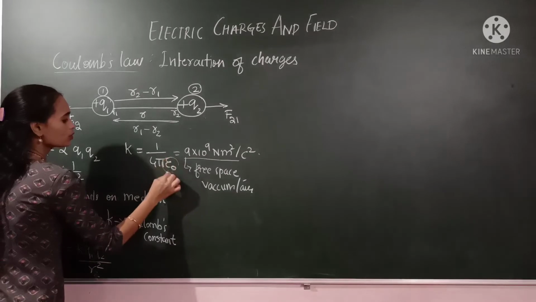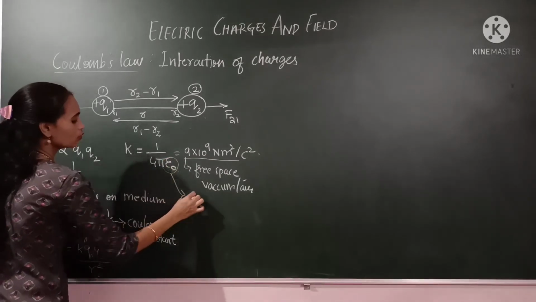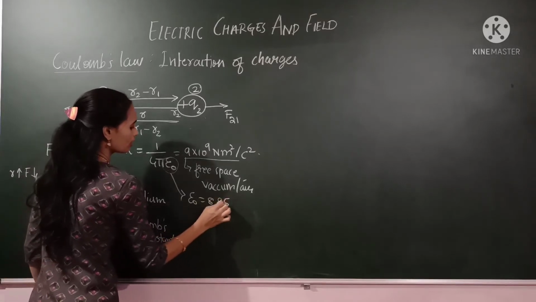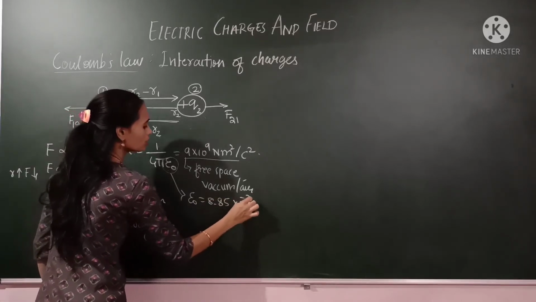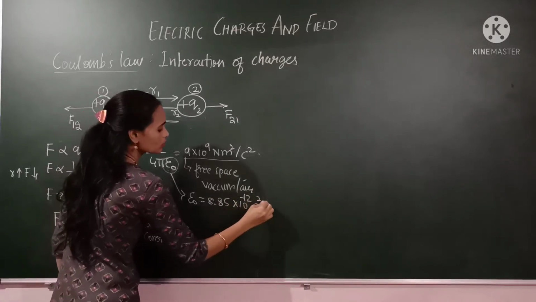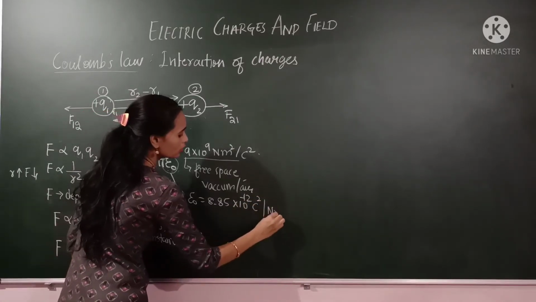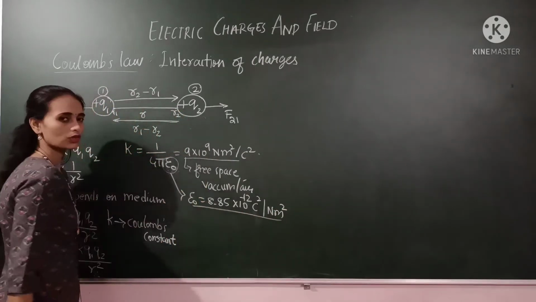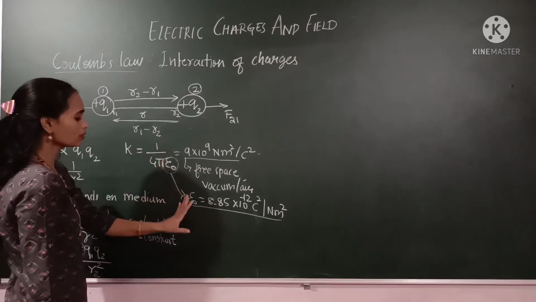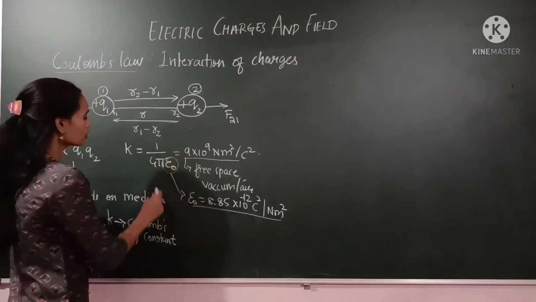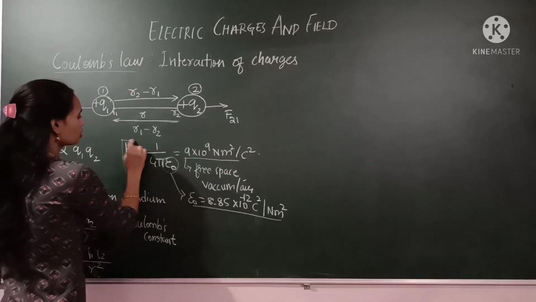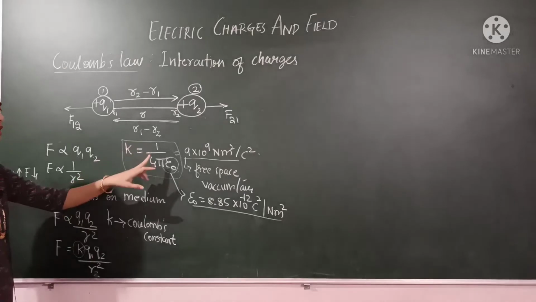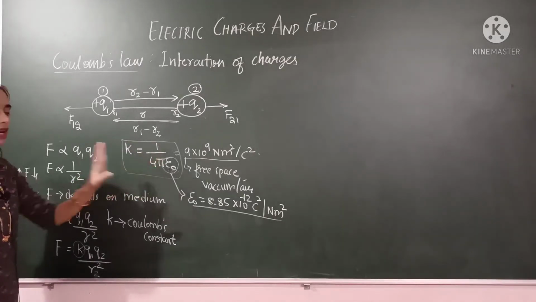Next, epsilon means the permittivity value for air. Epsilon equals 8.85 into 10 to the power of minus 12 Coulomb square per Newton meter square. This value is also for air, free space or vacuum. For a different medium this value will be different. So this is all about K, the proportionality constant or Coulomb's constant. This value depends on the medium in which the charges are placed.